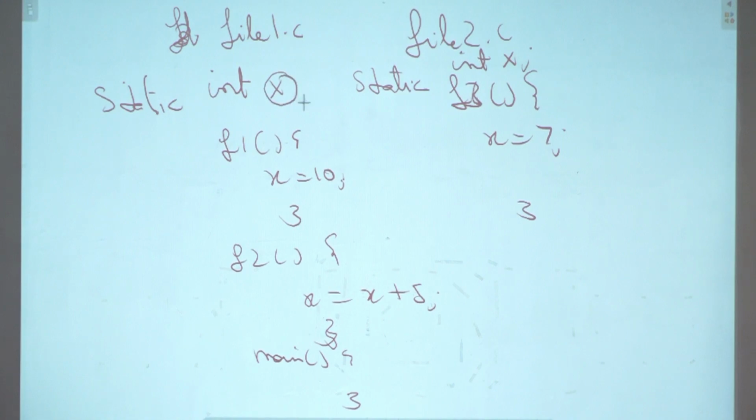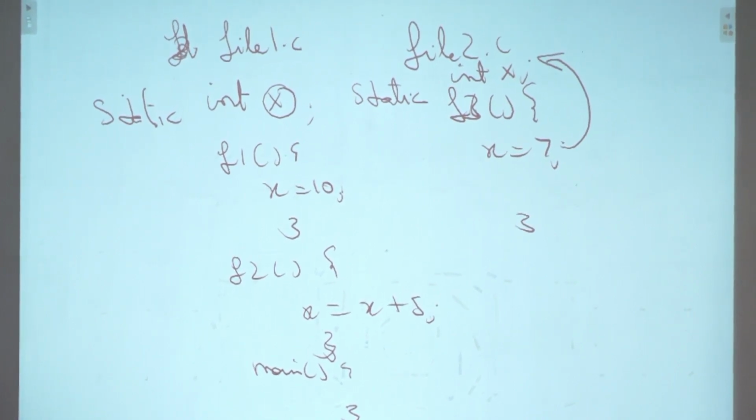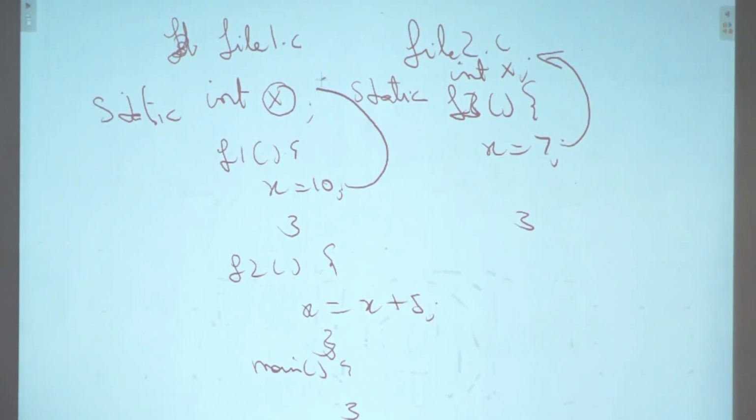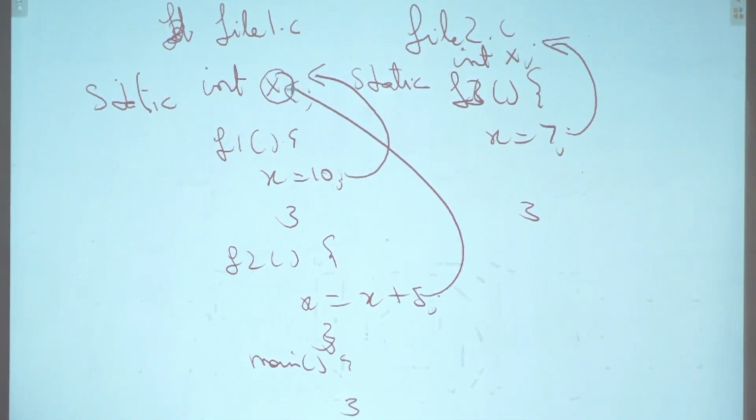This is the x which stays here, and this x is this. So when x equal to 7, it is referring to this x. When I say x equal to 10, I am referring to this one. This is not the static which I demonstrated earlier. That was inside a function, where it creates memory. Here it's not memory, it is just scope.